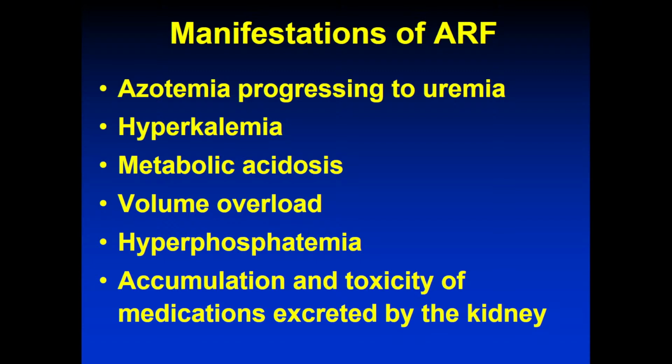What are the manifestations of an acute renal failure? Azotemia, which progresses to uremia, appearance of hyperkalemia, the development of the metabolic acidosis, the presence of volume overload, hyperphosphatemia, and the accumulation and toxicity of medications excreted by the kidney.